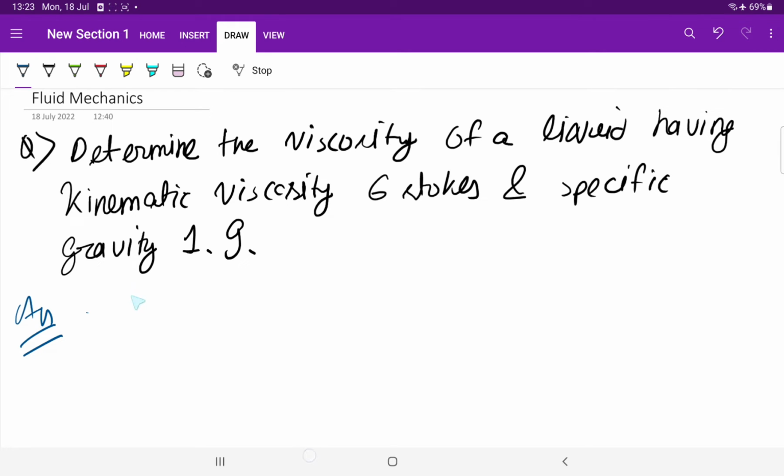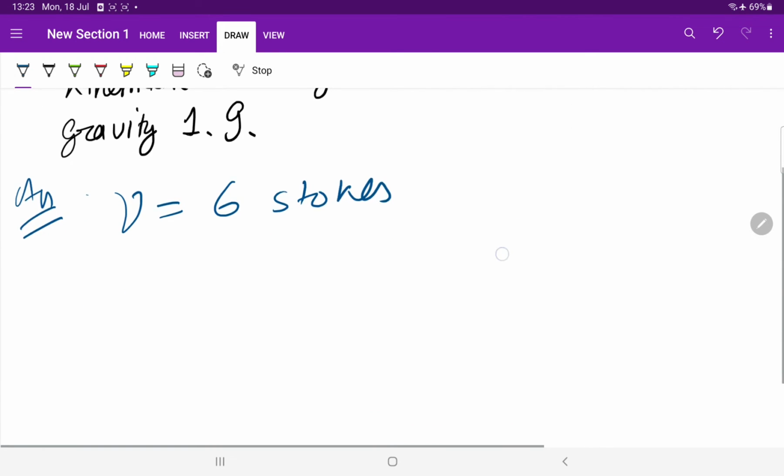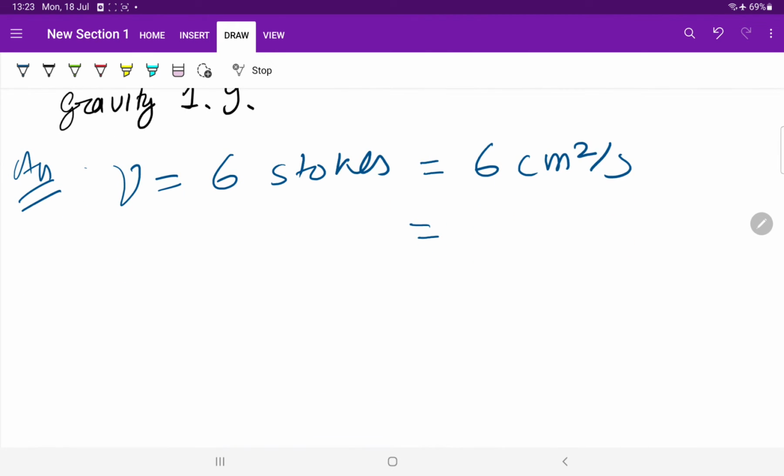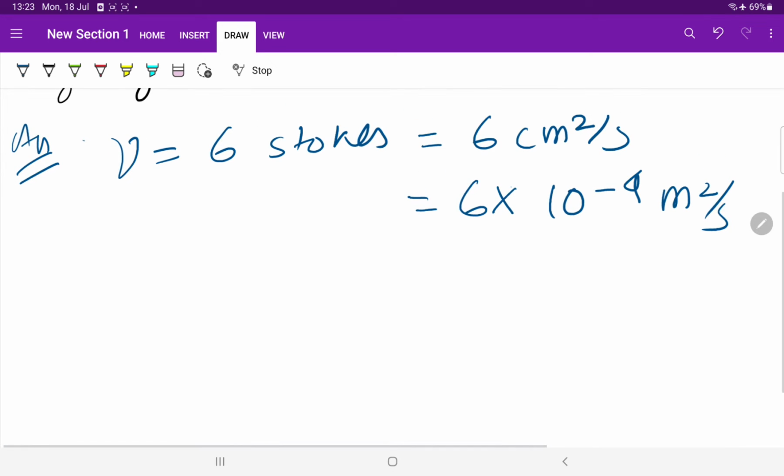So now kinematic viscosity is 6 Stokes, and I already told you the relation between Stokes and your SI unit. So Stokes is basically, you can write it as 6 centimeter square per second. Now 6 centimeter square per second is equal to 6 into 10 to the power minus 4 meter square per second. So this is the unit in meter square per second.